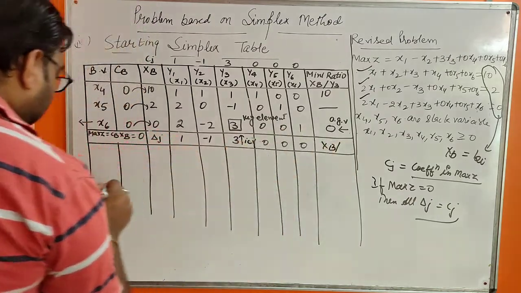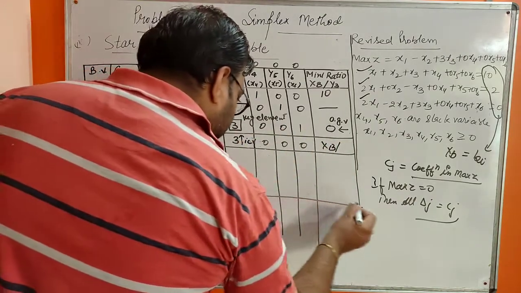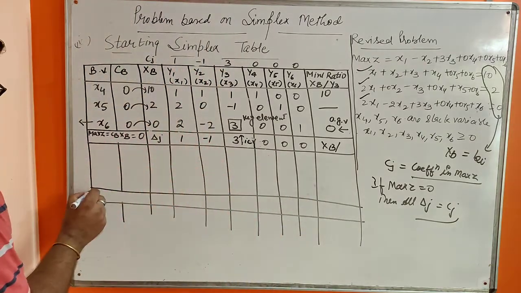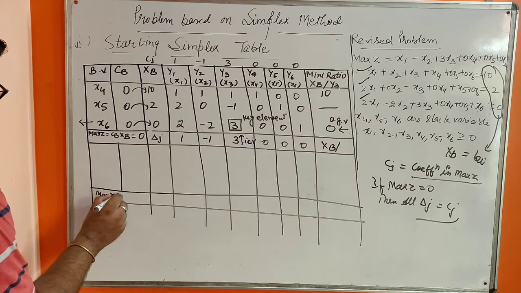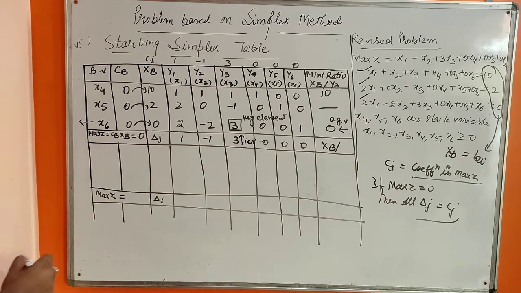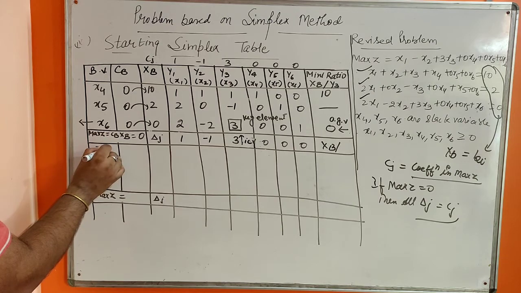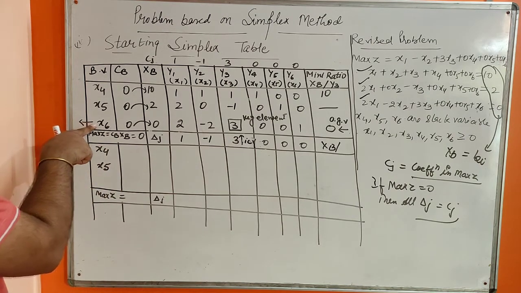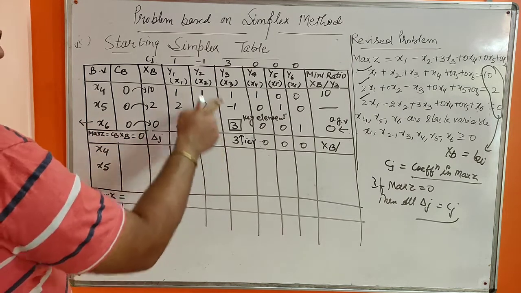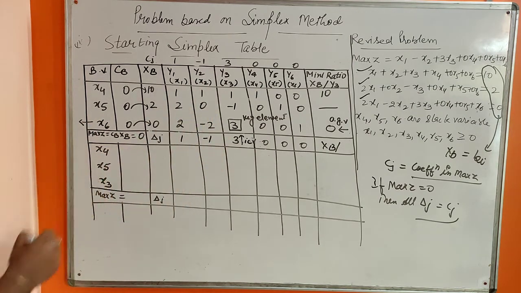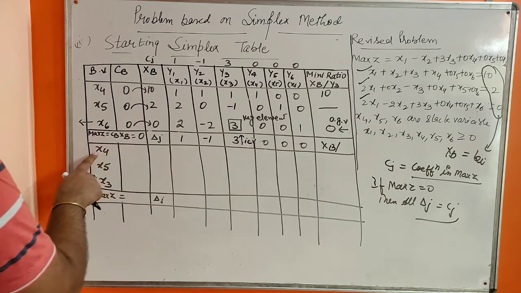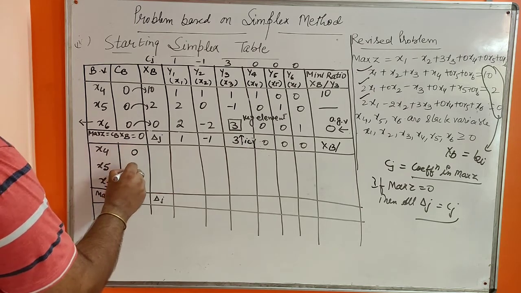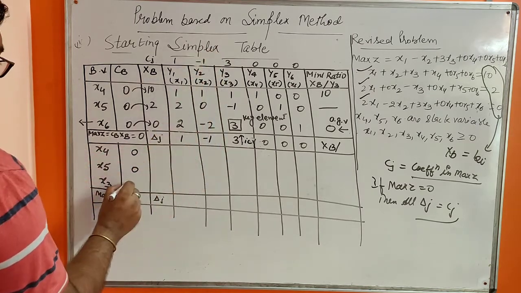So XB again, 3 rows and after that 1 row. Max Z, delta Z. Now x4, x5 remain as they are, and this x6 is removed and x3 comes at this particular place. So the cost in the objective function is 0, 0, and the cost of x3 is 3.